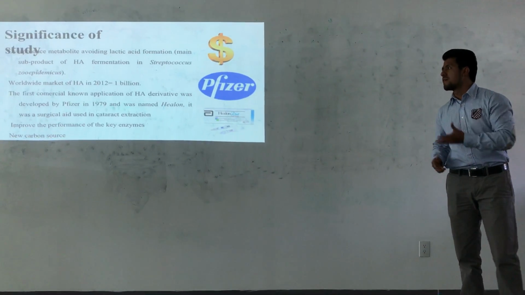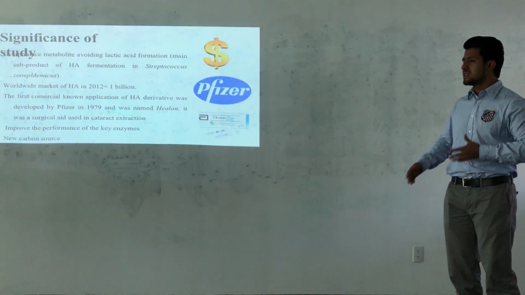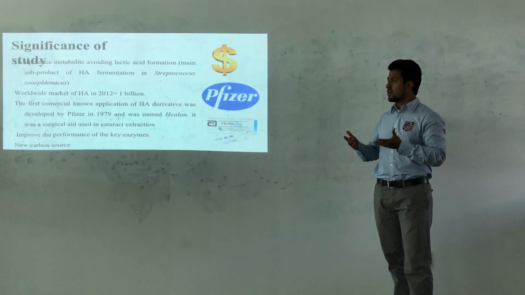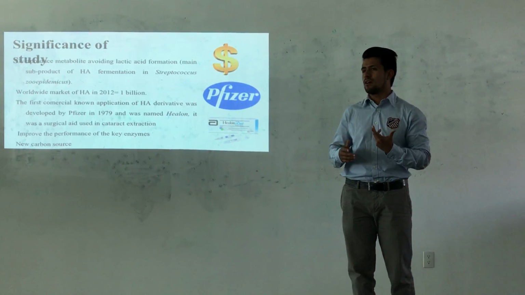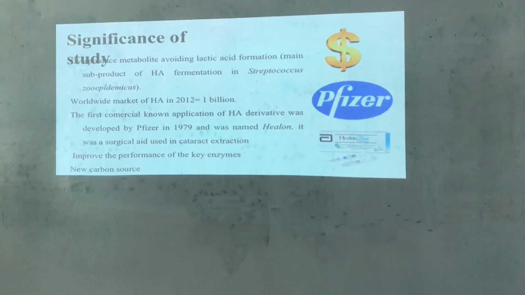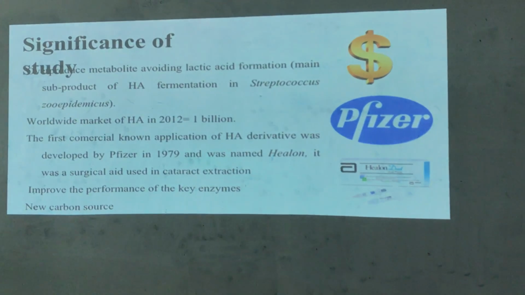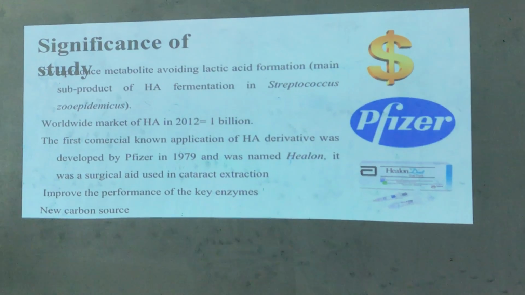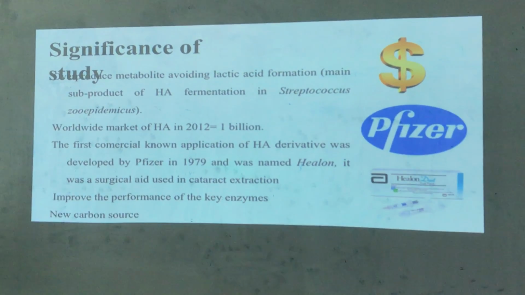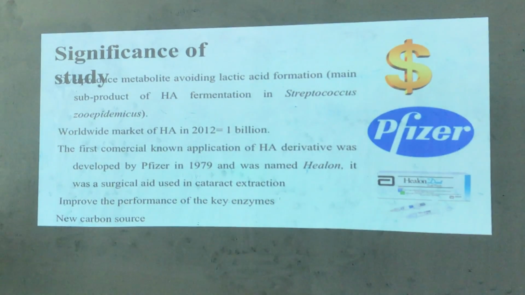scale process. Well, what is the significance of this study? As we know, the worldwide market of hyaluronic acid is increasing every year. In 2012, the global market was $1 billion. And we project that this amount will keep increasing over the years.